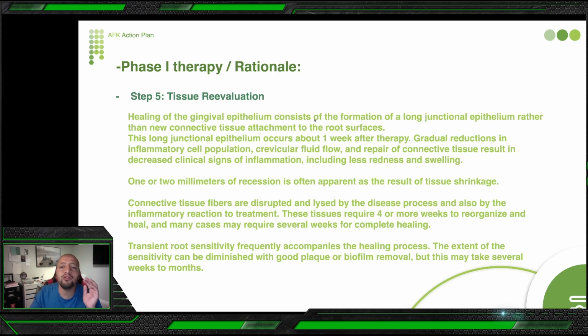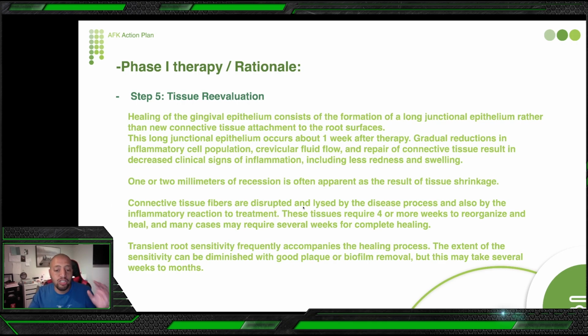Healing of gingival epithelium consists of formation of long junctional epithelium rather than new connective tissue attachment to the root surface. As we said before, this long junctional epithelium occurs about 1 week after therapy. Numbers are important. Gradual reduction in the inflammatory cell population, crevicular fluid flow, and repair of connective tissue result in decreased clinical signs of inflammation, including less redness and swelling. 1 or 2 millimeters of recession is often apparent as a result of tissue shrinkage. As you clean it, it's not a big deal. You are trying to give him a hygienic medium here.